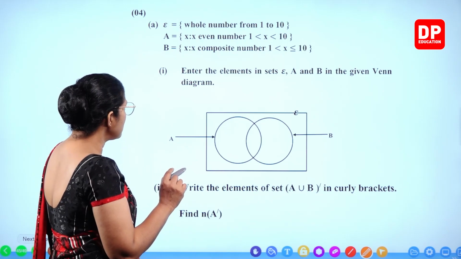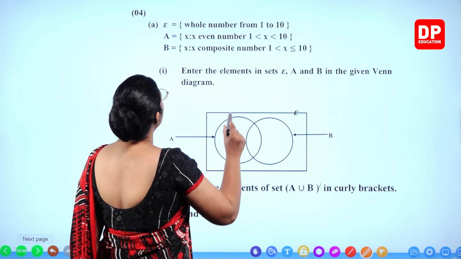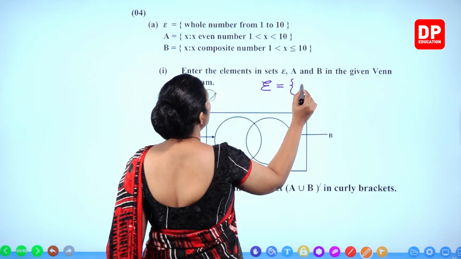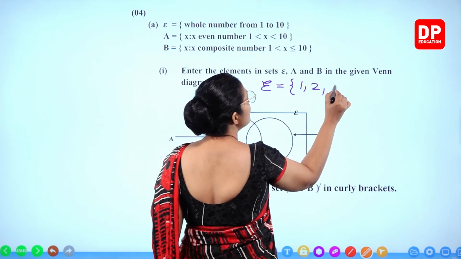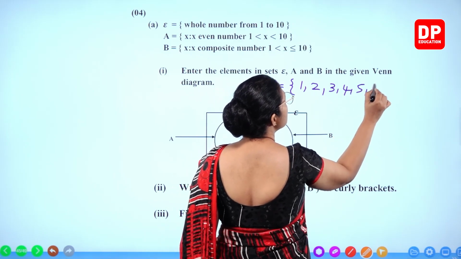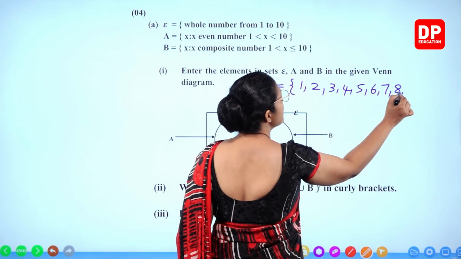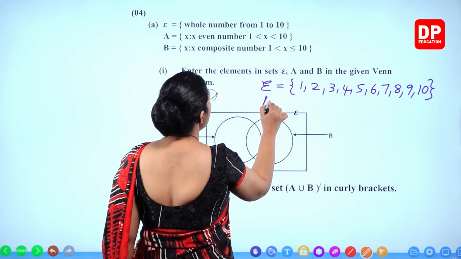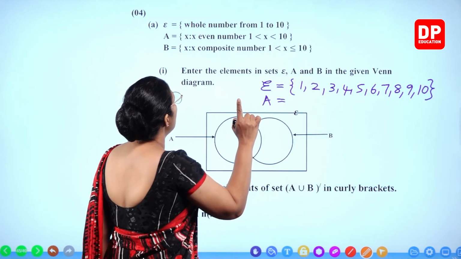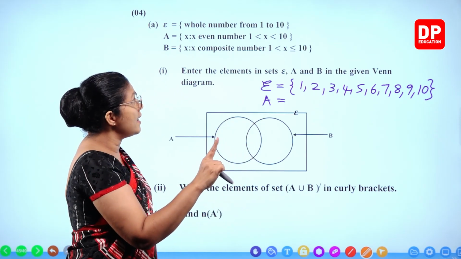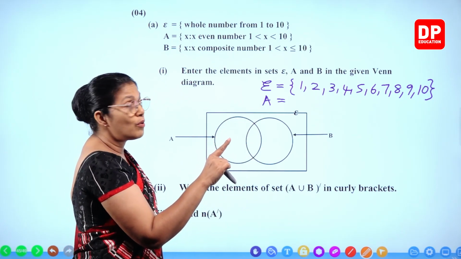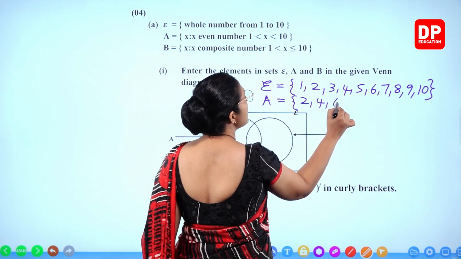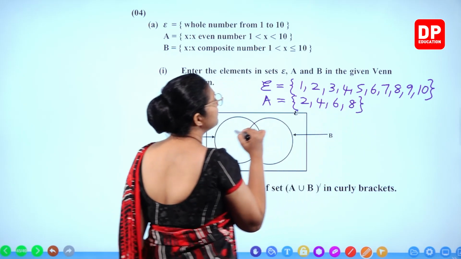So first we'll write down what are the elements in epsilon. 1 to 10 means all included: 1, 2, 3, 4, 5, 6, 7, 8, 9, 10. Then A is even numbers less than 10, and 10 is not included. So what are the numbers? 2, 4, 6, 8. You can't take 10.